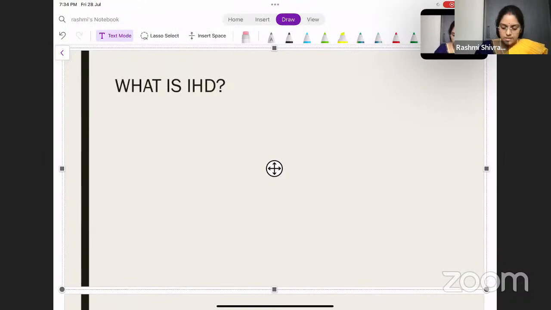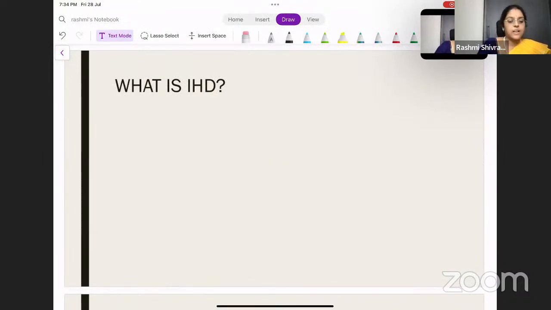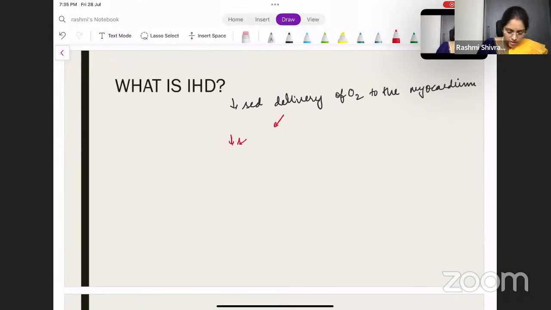Okay. So what exactly is ischemic heart disease? Ischemic heart disease is the decreased delivery of oxygen to the myocardium. So when can the myocardium be deprived of oxygen? Either there can be decreased blood flow or there can be complete absence of blood flow. In these two conditions, there is some ischemia to the myocardium. There is decreased delivery of oxygen to the myocardium. So the heart musculature suffers from ischemia. So ischemic heart disease is the decreased delivery of oxygen to the myocardium.